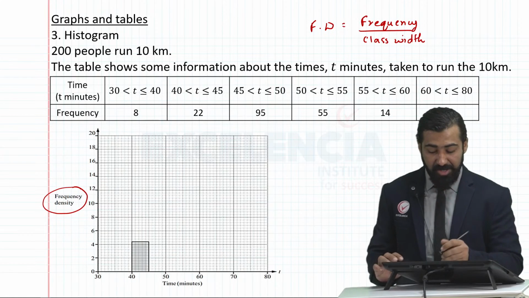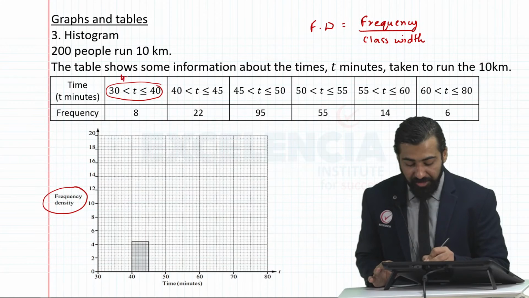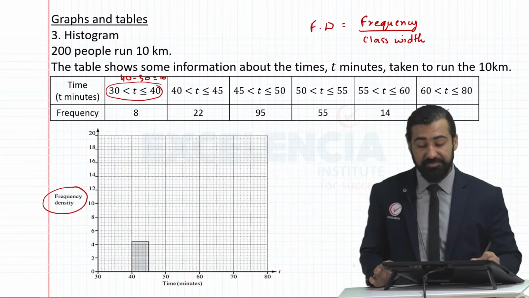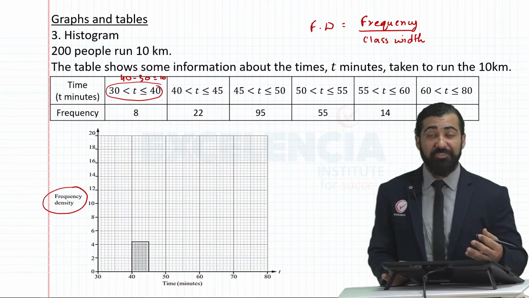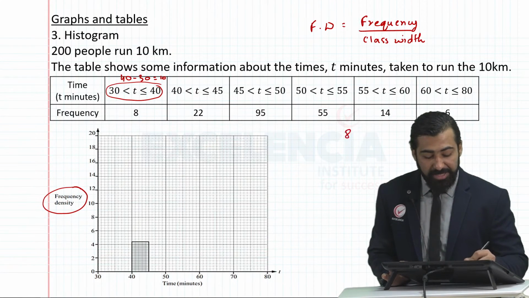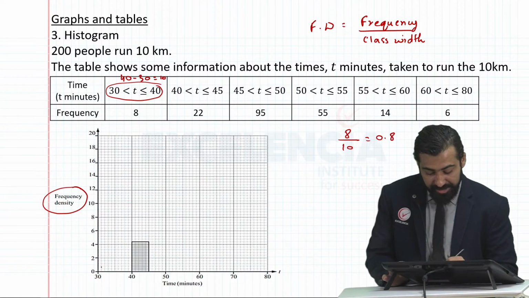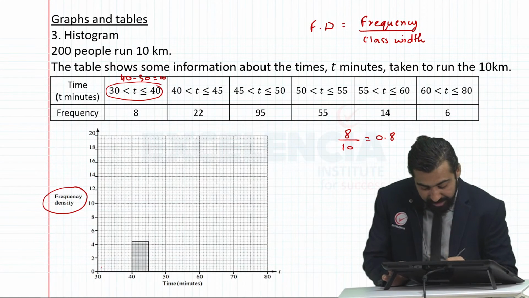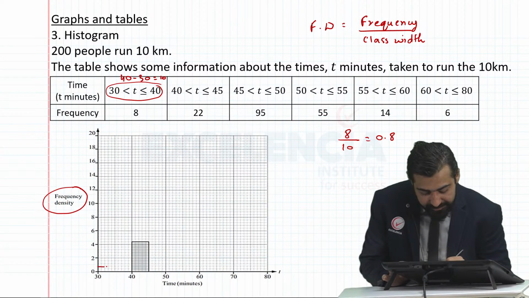What do we mean by this? Here, class width is from 30 to 40. That means class width is 40 minus 30 or 10. Frequency here is 8. So that's why my frequency density will be 8 divided by 10 or 0.8. Now when I plot this, 0.8 will come somewhere here, and 30 to 40. So this bar will go like this. So this is my bar.